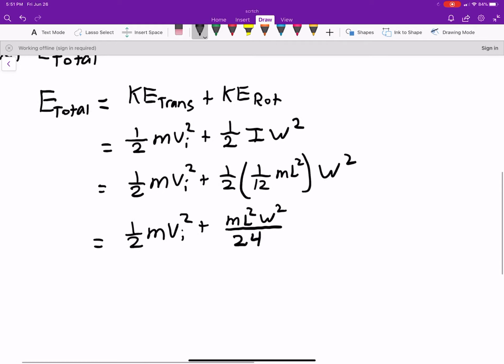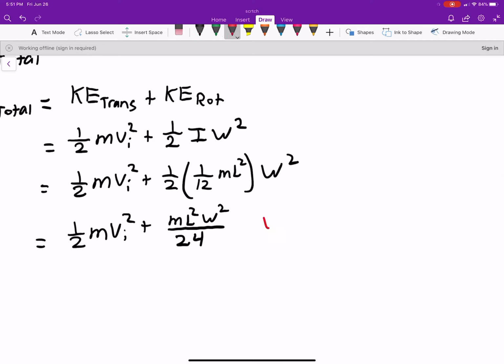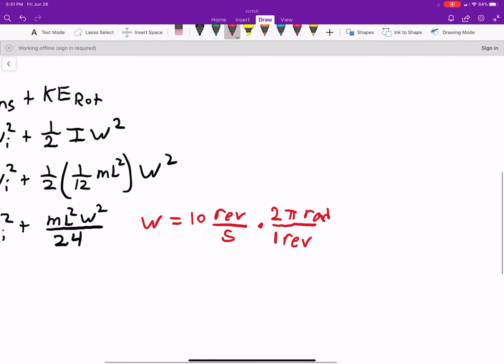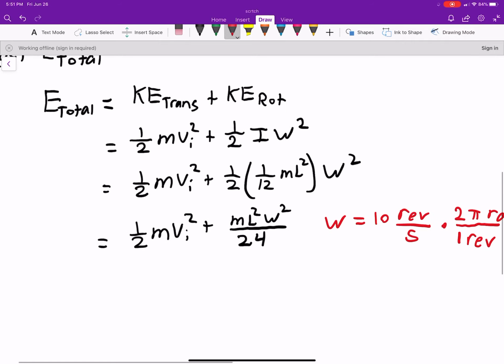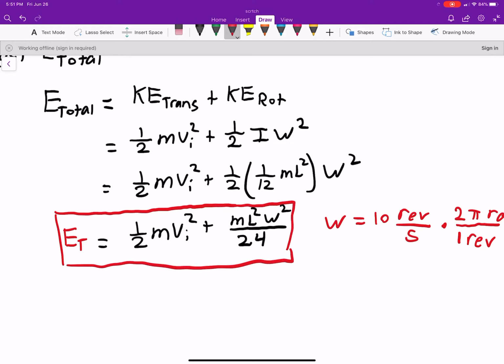And just to make a note of it over here, omega, they said, was 10 revolutions per second. To convert that, we know that 1 revolution is 2 pi radians. So 20 pi rads per second is the omega we want. And if you plug all that in, you'll get the total energy. They give us everything else. Okay.